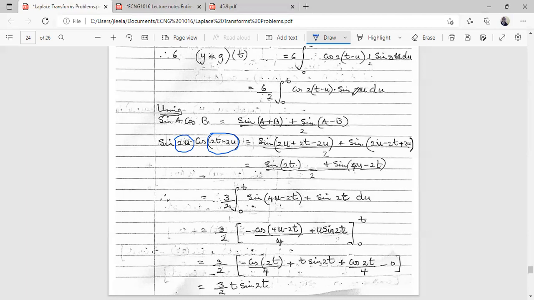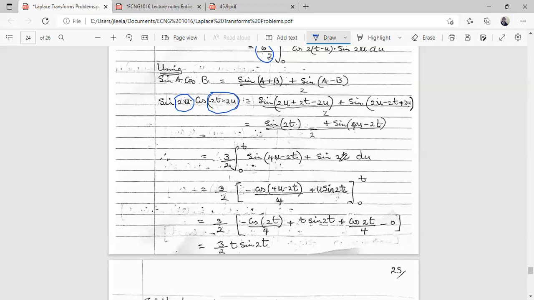You'll have a further 2 in the denominator to carry out here. Remember this works out to 3. So when you have a 2 to carry out, you'll get 3 over 2 in the denominator. And then you're taking the integral of sine 4u minus 2t plus sine 2t du. So you're integrating 2 terms in sine with respect to u.